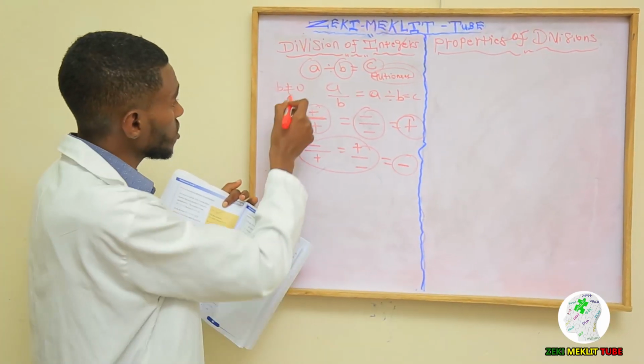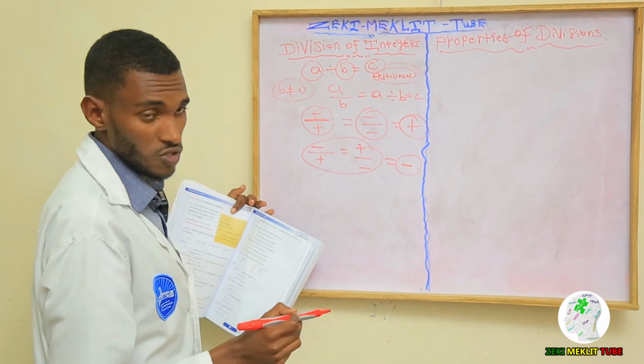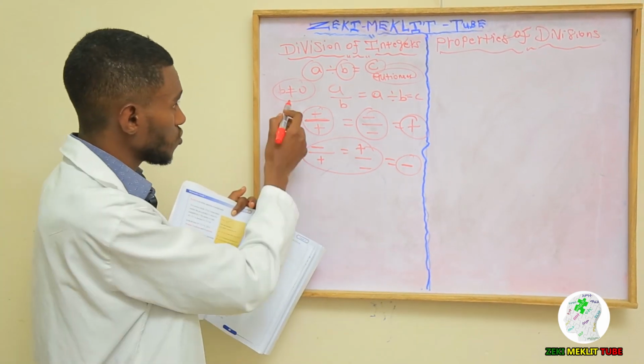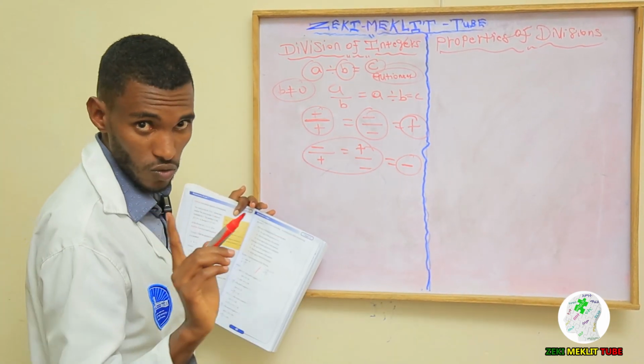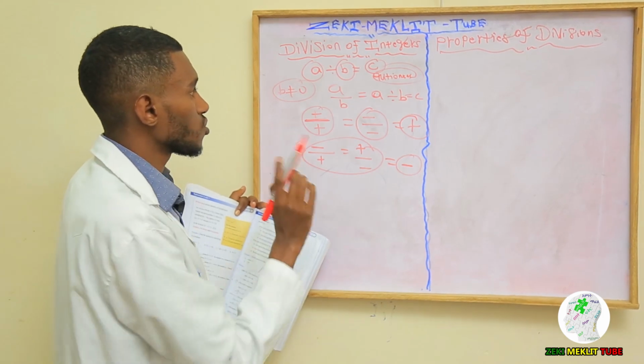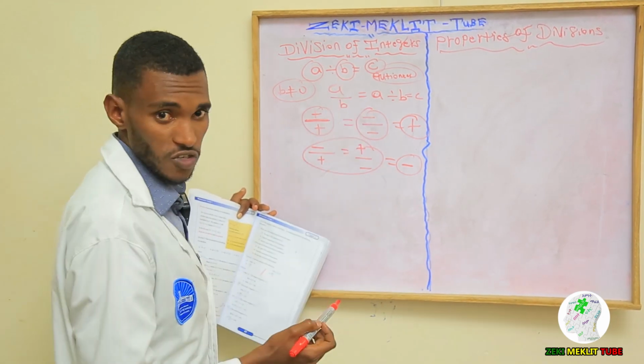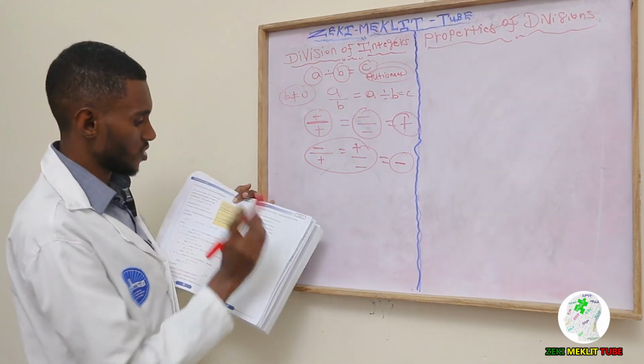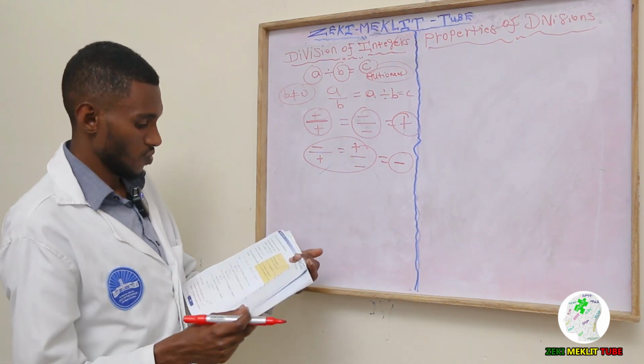That means the numerator can be any number, but the denominator is different from 0. Don't forget this, okay? So B is different from 0, okay?